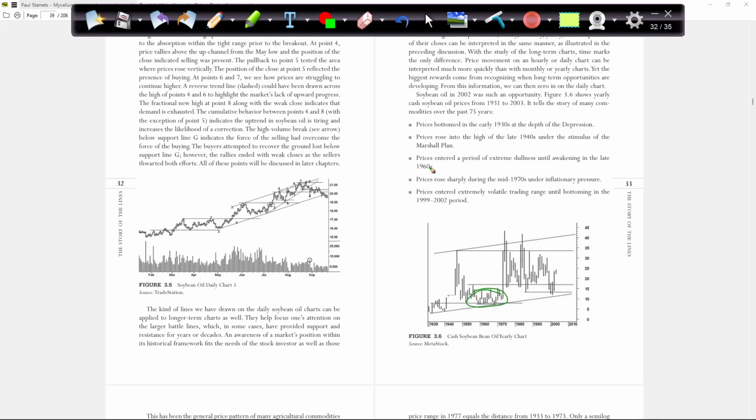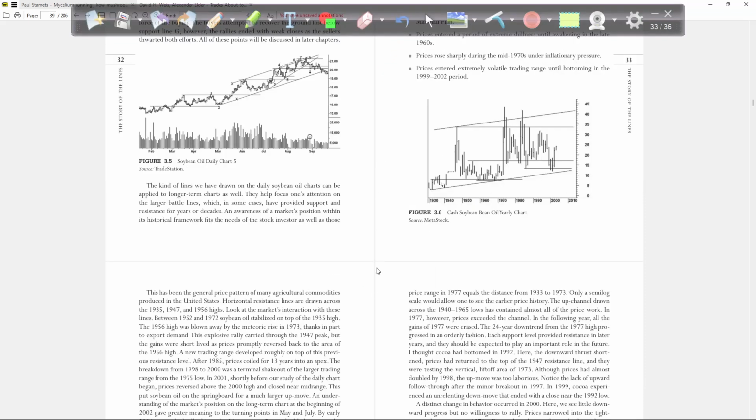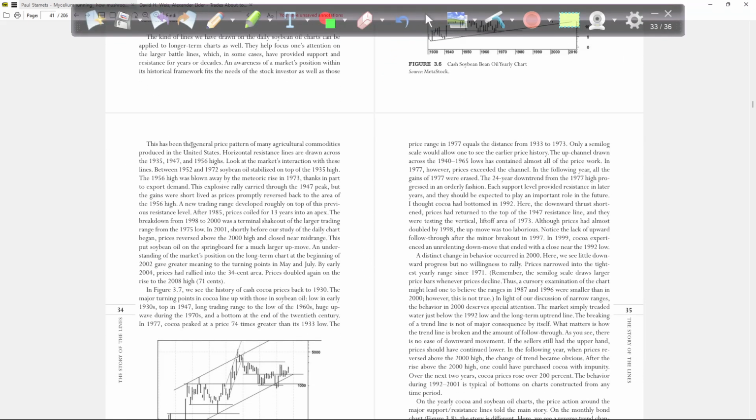Here, prices rose sharply during the mid 1970s under inflationary pressure, right? Prices entered an extremely volatile trading range until bottoming in the 1999 to 2000 period. This has been the general price pattern of many agricultural commodities produced in the United States.